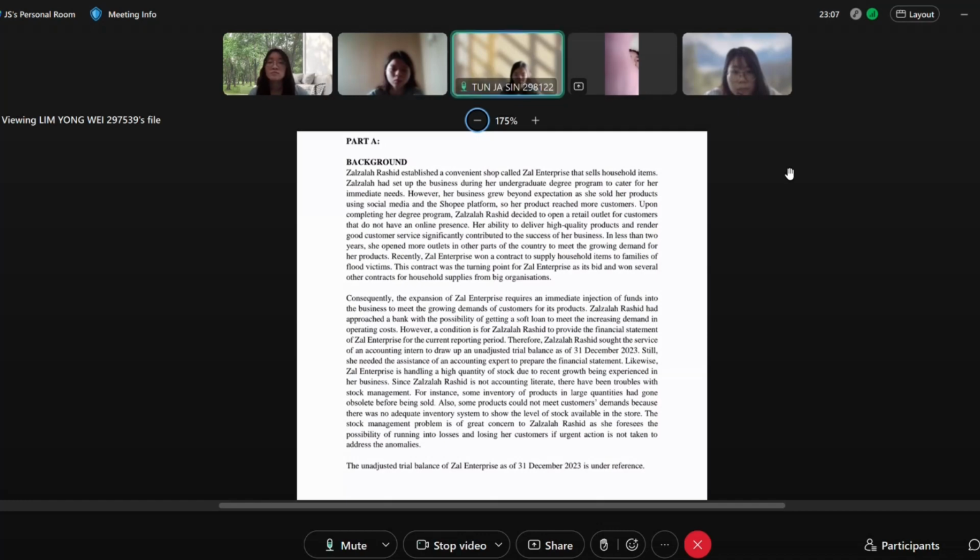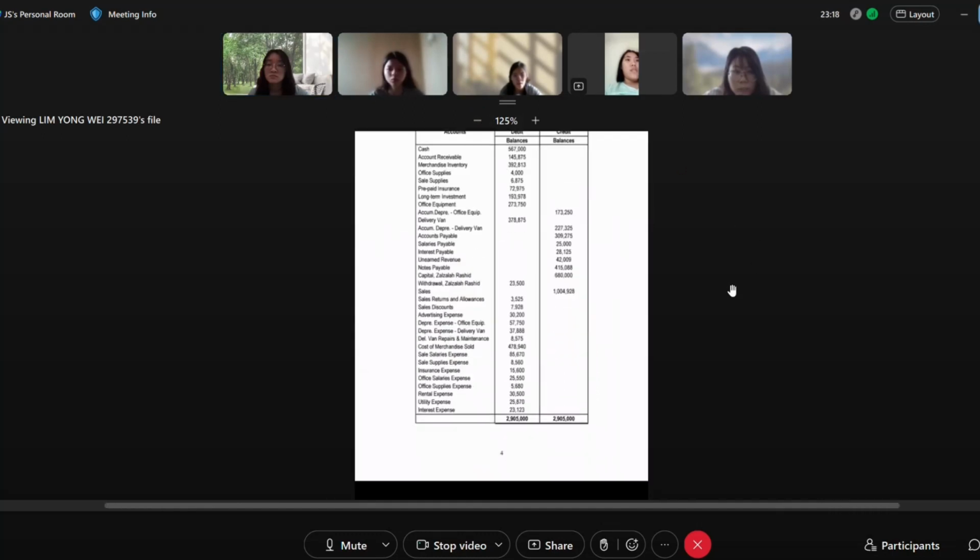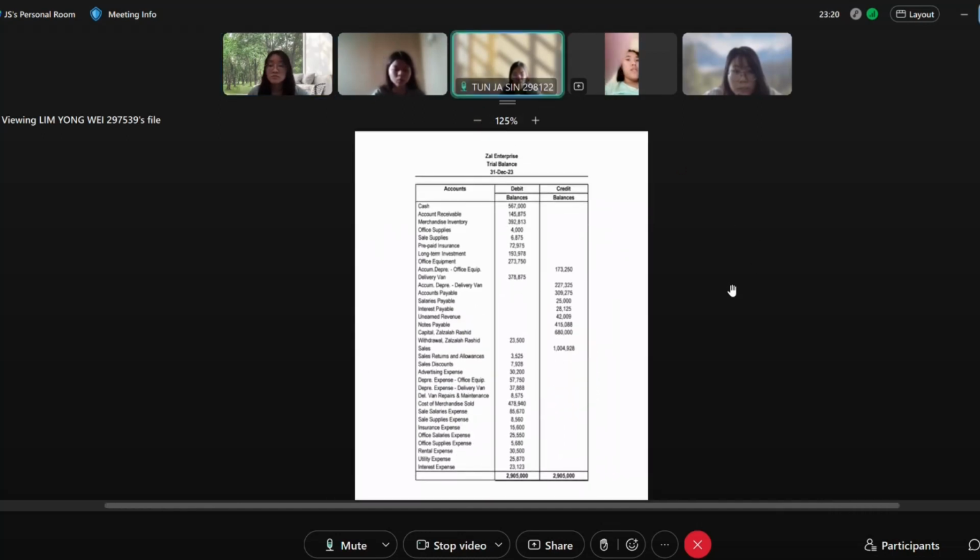So let's look at page 4. This page is showing the trial balance of the enterprise, and these items later we need to put inside the statement. We need to identify which statement it is.